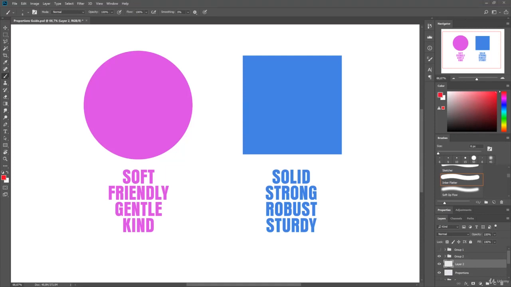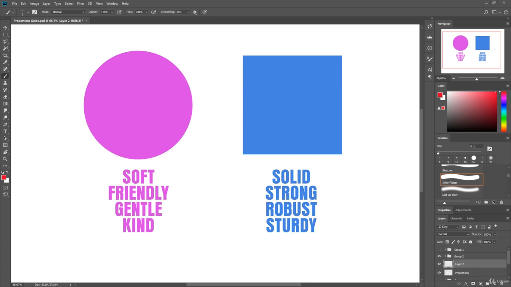In this lesson, we're going to take a look at feminine and masculine lines. And what we're going to do is use core shape theory to help us understand this concept a little better. On the left, we have a circle, and on the right, we have a square. And below that, we have keywords associated with these very basic flat shapes.